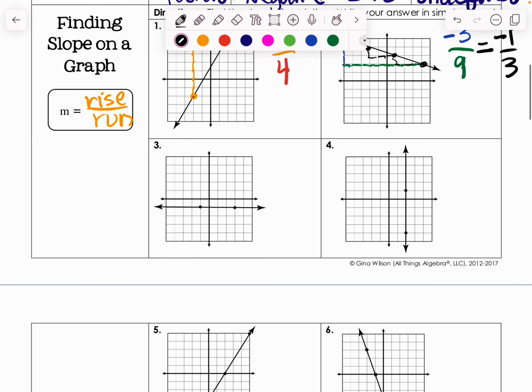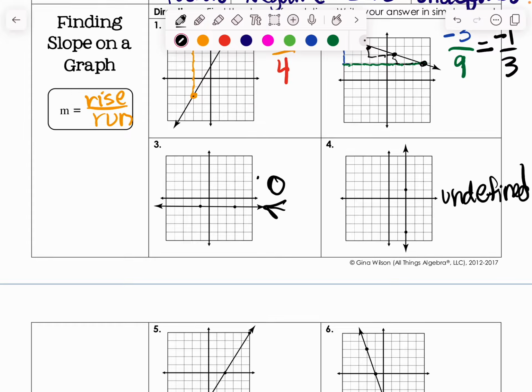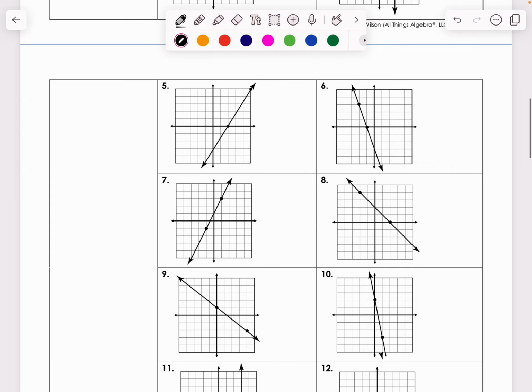Okay, now remember, slope of a flat line, you just put 0, because it is one straight flat line. When it is a straight up and down, we say it's undefined. You don't even have to think about these. You just need to memorize. Straight up and down is undefined, and flat line is 0. Okay, we're gonna do a couple more. We'll do 5 and 6, and then I will have you do a couple on your own.